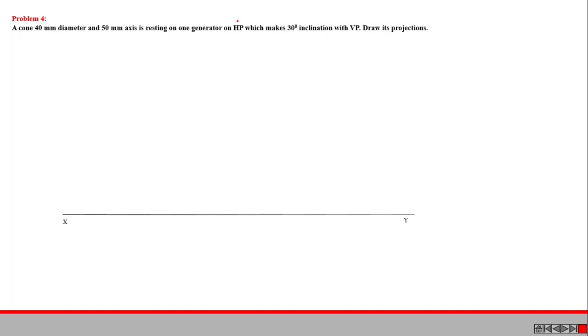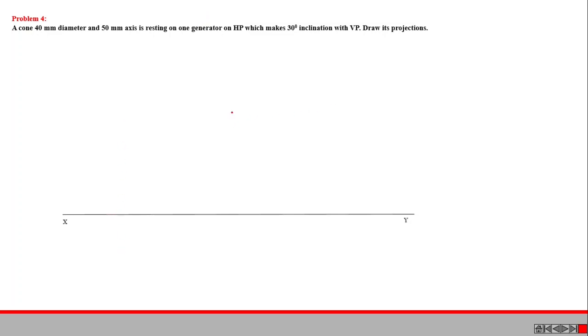That is the condition. Here, the first or the base figure, we can determine by using this particular condition. The given condition is the solid is resting on one generator on HP. That means in the base figure, the solid must be in such a way that its axis is perpendicular to HP, or that entire solid is resting on HP on its base. That condition is the base or primary condition.